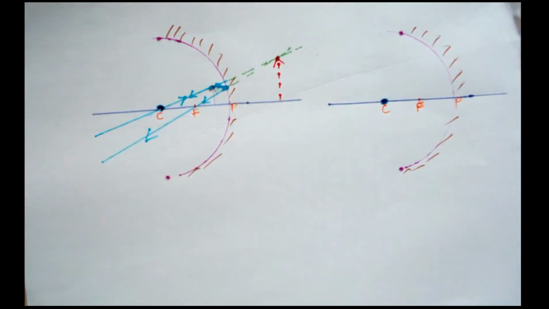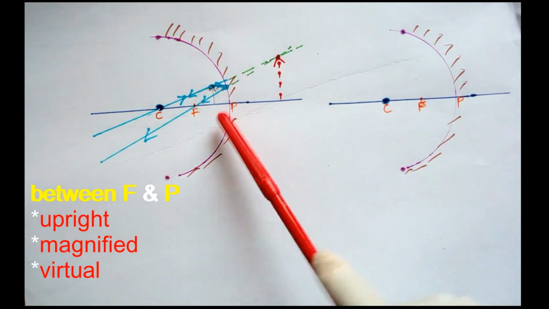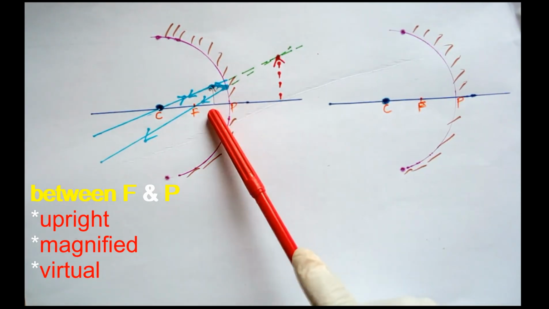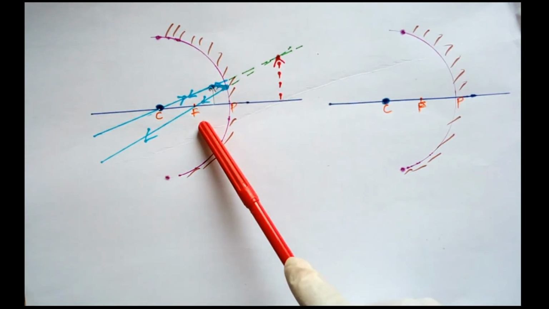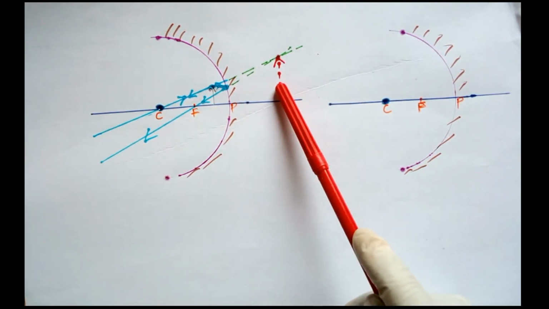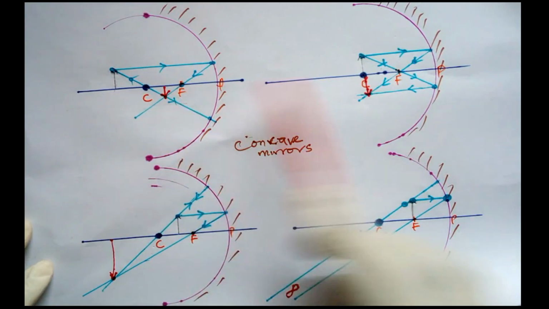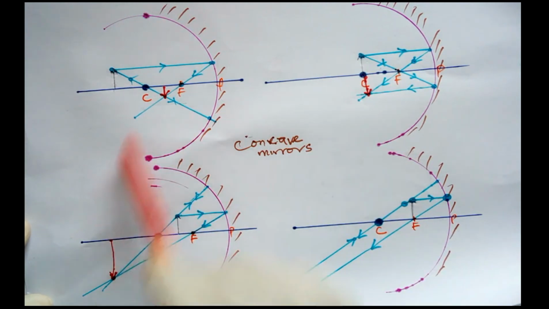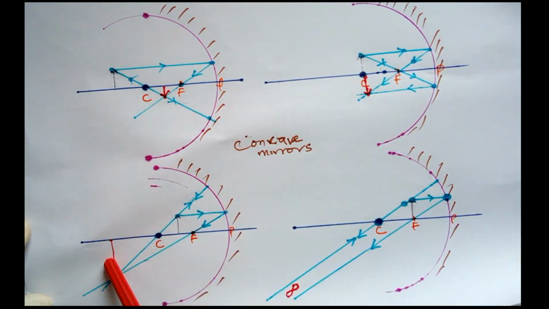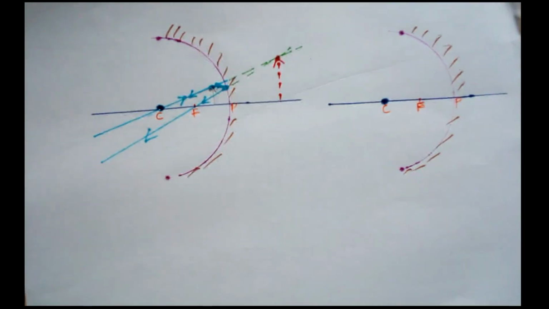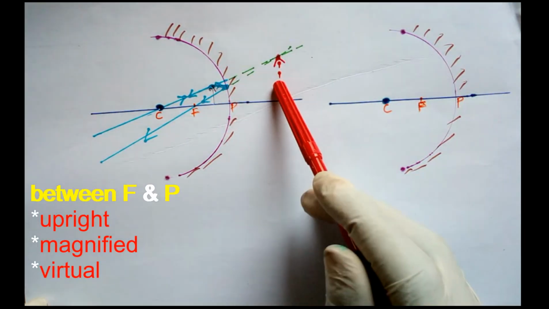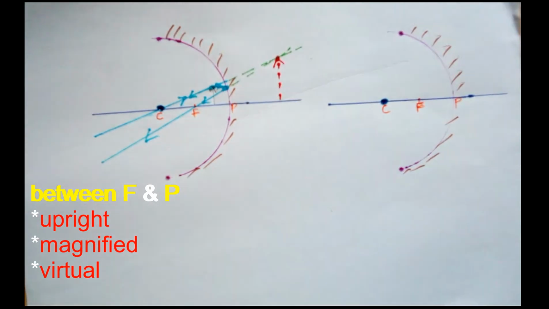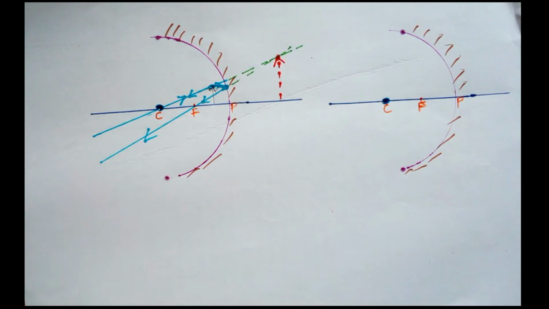So the characteristics of the image formed when the object is between F and P is: one, the image is magnified. Secondly, it is upright, which is totally different from every other image formed. All along the image has been inverted and real. In this case, you see that the image is upright, and because it's behind the mirror, it is virtual. So let's try one other case.